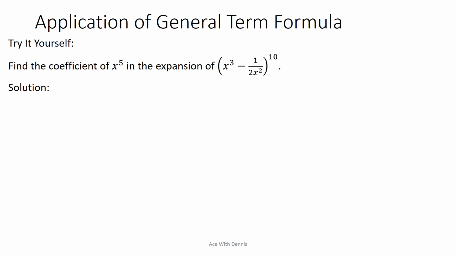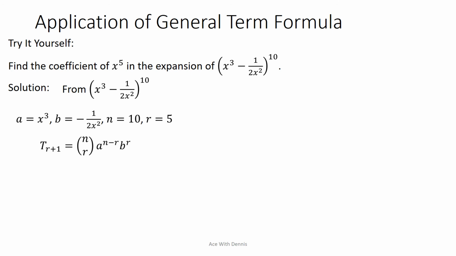Here's the solution. From (x³ − 1/(2x²))^10, we know that a is x³, b is negative 1 over 2x², n is 10, and r is 5. Therefore, the formula T_(r+1) = n choose r, a to the power n minus r, b to the power r. Just substitute a, b, n, and r into the formula. We get T_(5+1) = 10 choose 5 times (x³)^(10−5) times (−1/(2x²))^r.